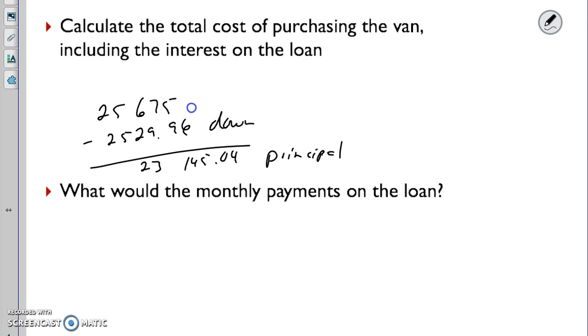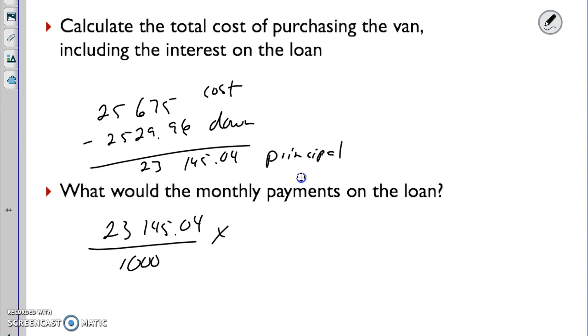This is down payment. This was cost. What is that? 23,145.04. That's the principal. Then you would look it up on the table. Take that 23,145.04. Again, divide by 1,000. Go to your table. 6% 4 years. 6% 4 years. 23.49. And you get 543.68. That's a monthly payment, right?